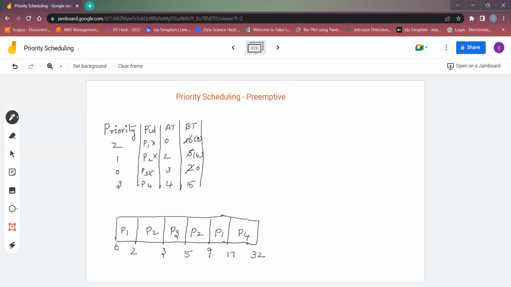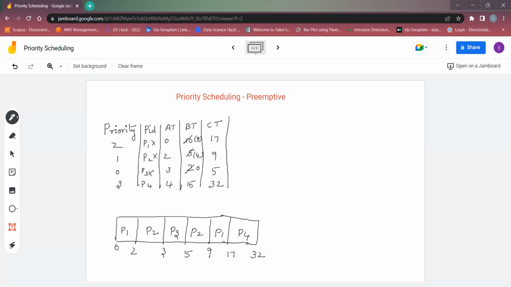As you know, the next thing to find out is the completion time. The completion time of process P1 is 17, because it ran for only 2 milliseconds earlier and gets completed here at 17. When does P2 get over? At 9. Then P3 gets over at 5. And then P4 gets over at 32. So the completion time is done.